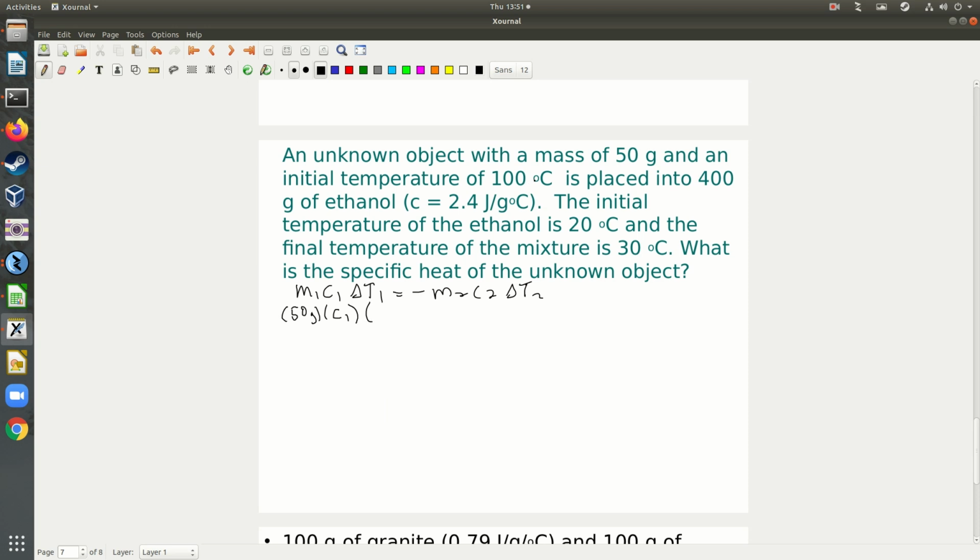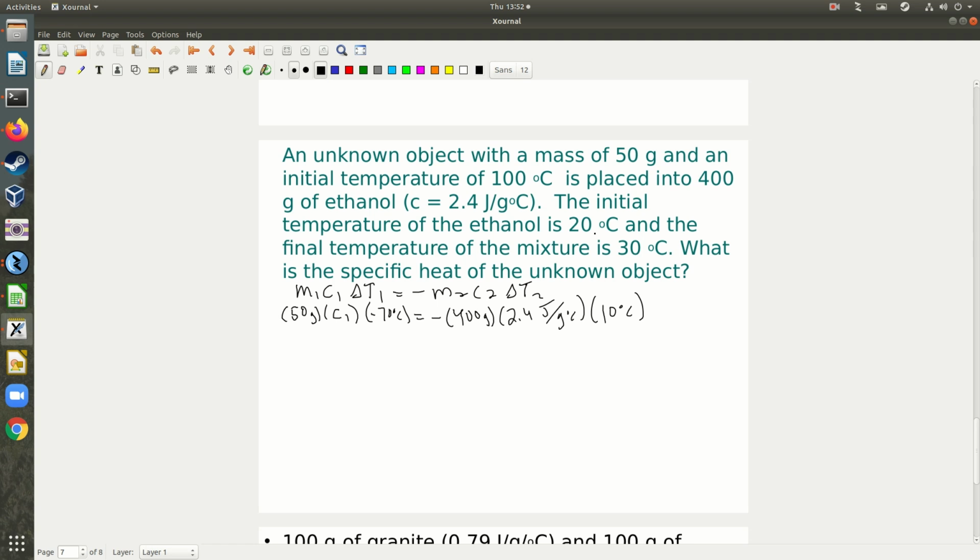It says the initial temperature is 100. And then it says that the final temperature of the mixture is 30. So it's going to go from 100 to 30. So that's going to be a negative 70 degrees Celsius drop. And then that's equal to a negative of the M2. M2 is ethanol. And we had, what, 400 grams of ethanol. Its specific heat is 2.4 joules per gram degrees Celsius. And then its change of temperature is 20 to 30. It's going to be a positive 10.